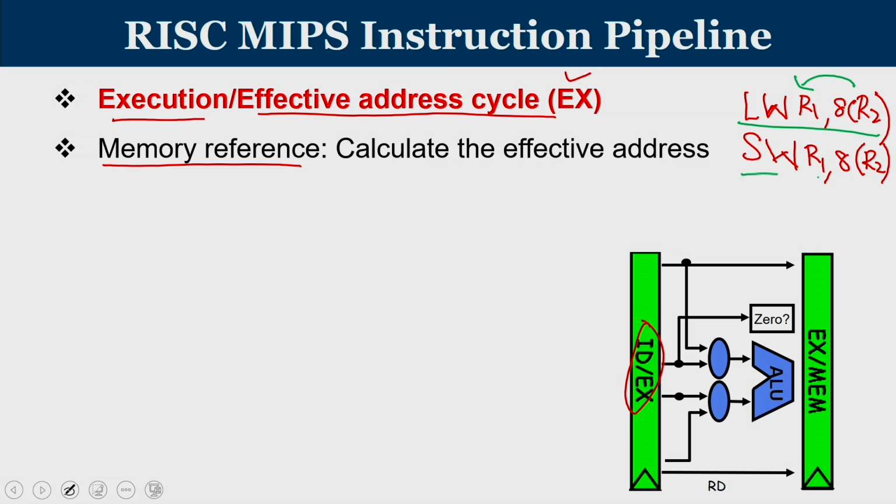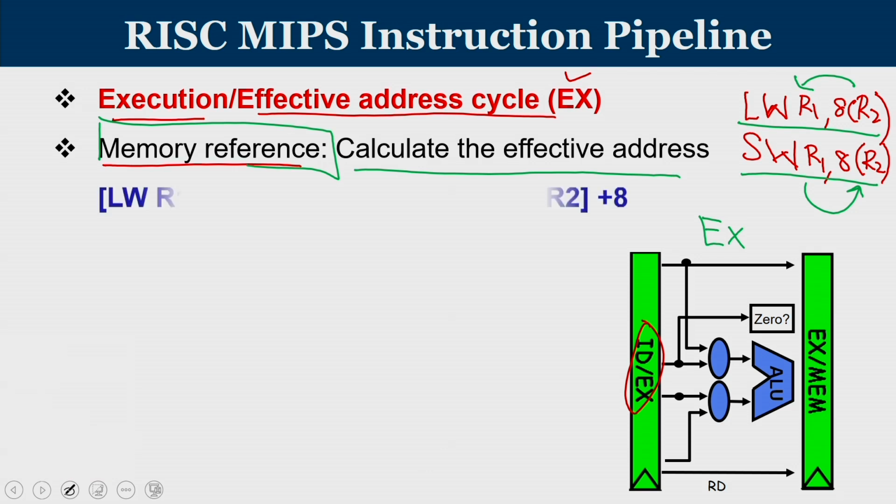Whereas in the case of a store, the content from R1 is moved to memory, whose address is given by 8 of R2. In both these cases, that is, if it is a memory reference operation, then in the execution stage, in the third stage of the instruction pipeline, the content of R2 is added with the immediate value 8. That is, calculation of the effective address is what happens in this cycle.